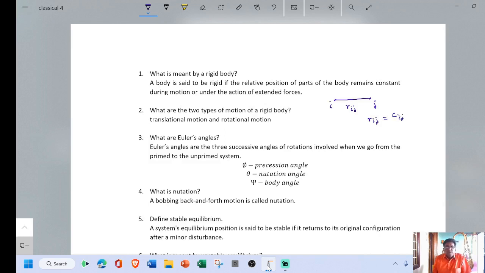Now go through this statement. A body is said to be rigid if the relative position of parts of the body remains constant during motion or under the action of external forces.